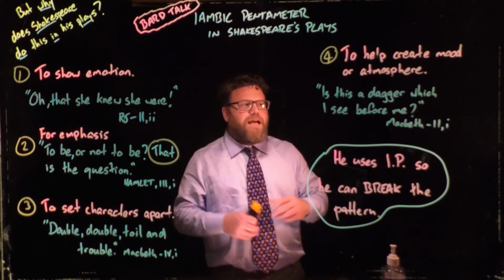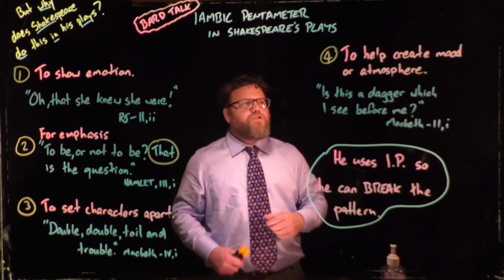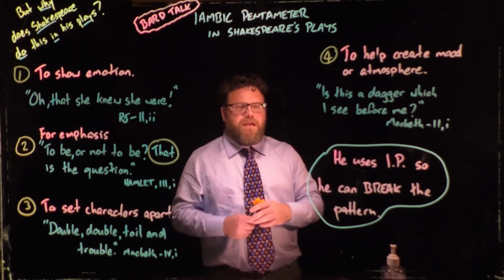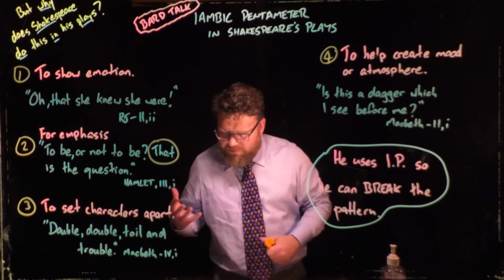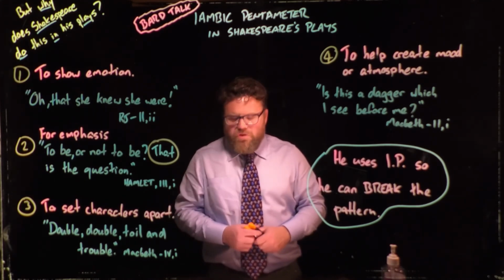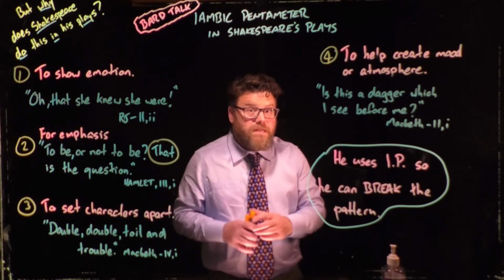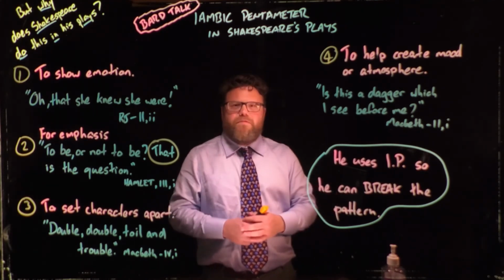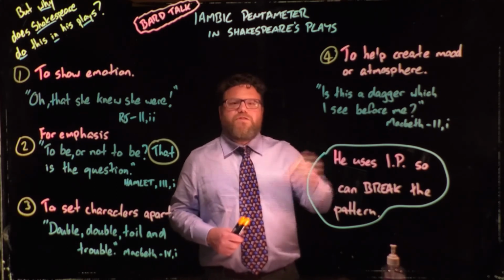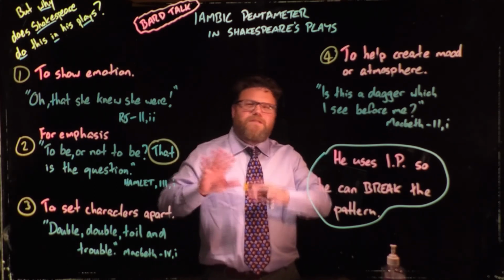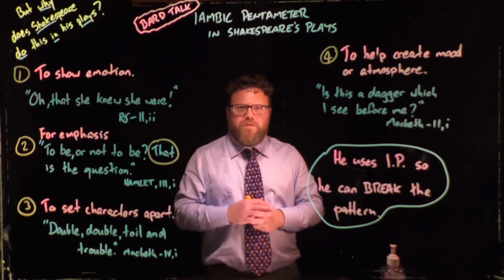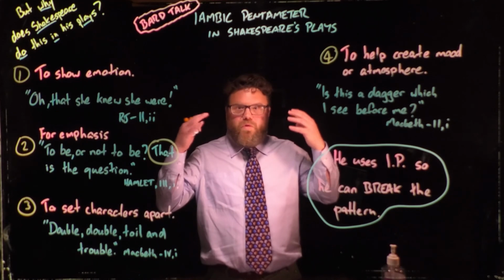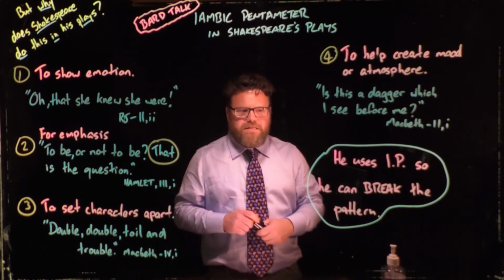Lastly, he can play with meter to help create mood or atmosphere. So in Macbeth, when Macbeth is contemplating the crippling decision of whether he should kill someone or not, he says, "Is this a dagger which I see before me?" And if you look up that scene, Act 2, Scene 1, the meter is all over the place. The pattern is all over the place. It's quite sort of jarring. And that's because of the discord in his mind as he contemplates this question.